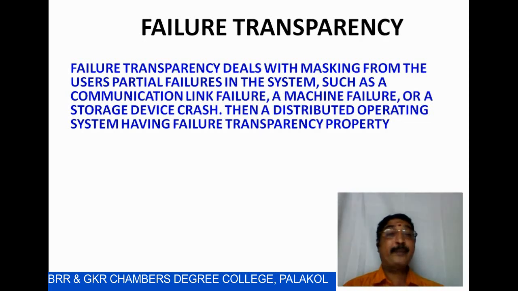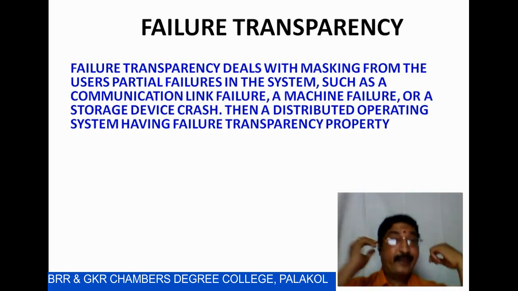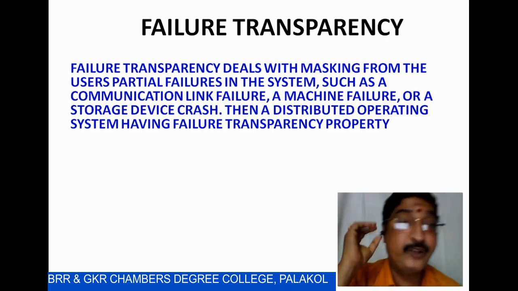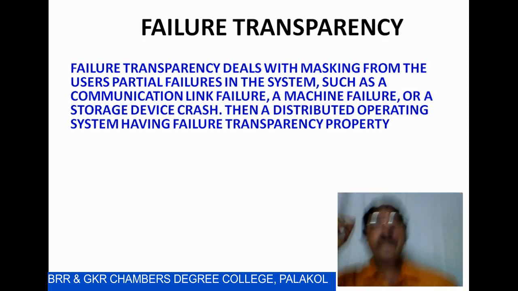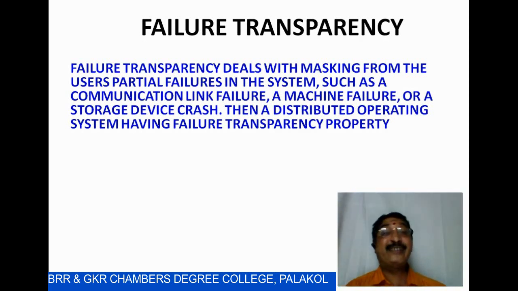A distributed operating system having failure transparency must not reveal these failure details to the user. These details must not be expressed by the system to the user. The failure may be anything: a communication link failure, a machine failure, or a storage device crash, whatever it may be. These details must not be displayed; the user must not know them.